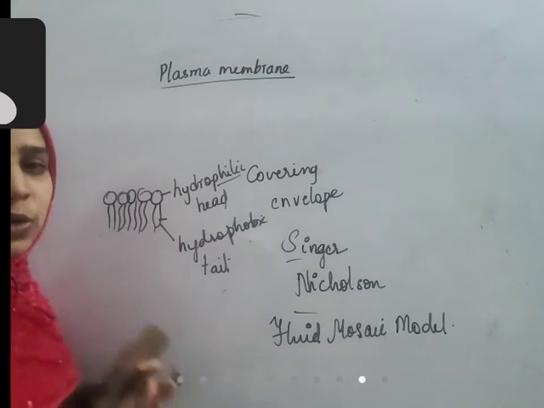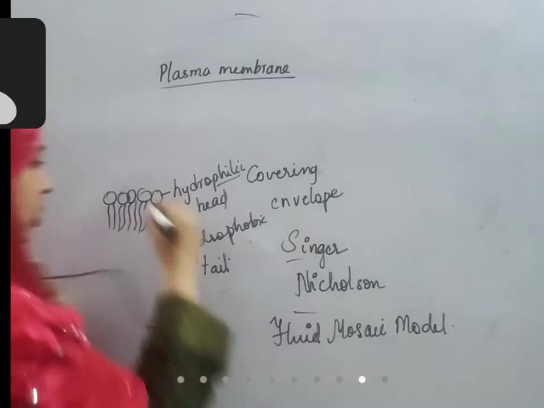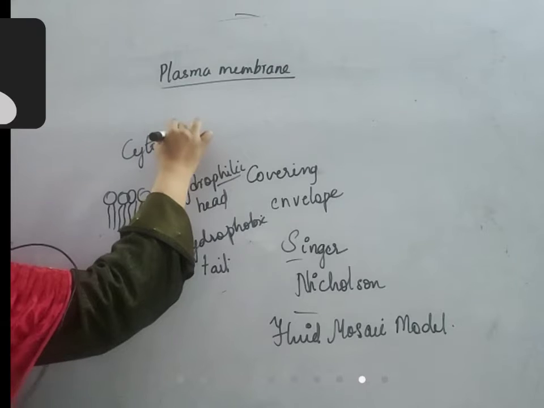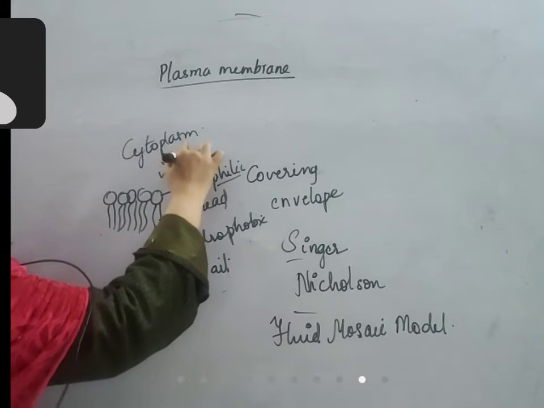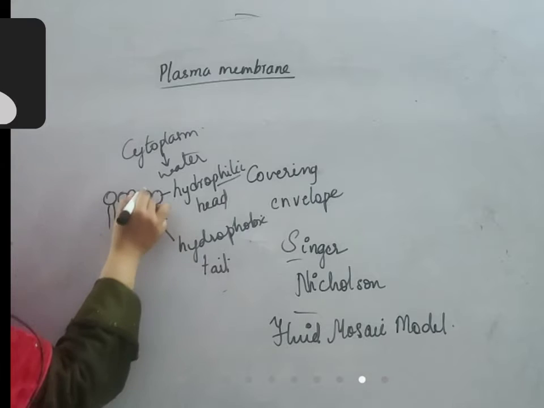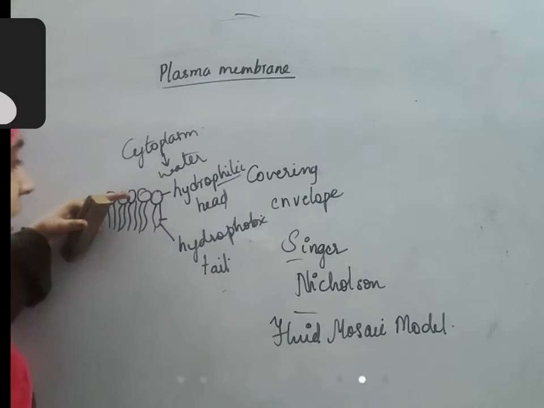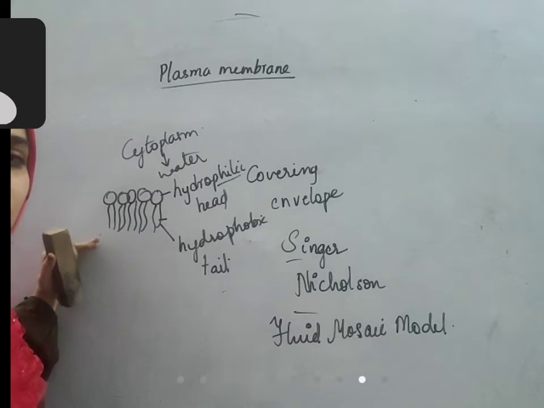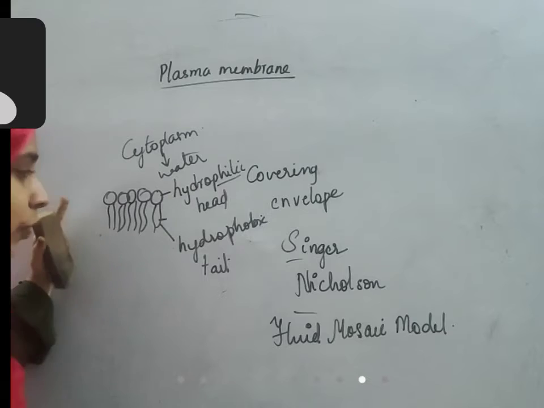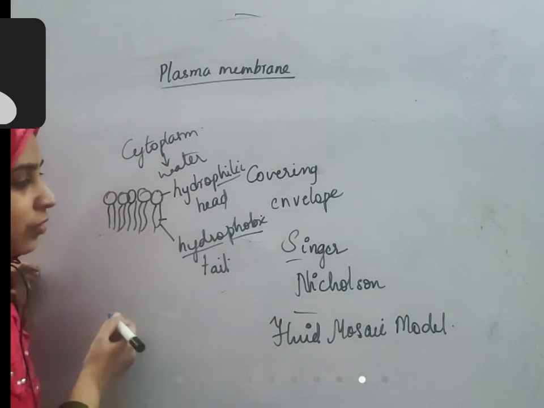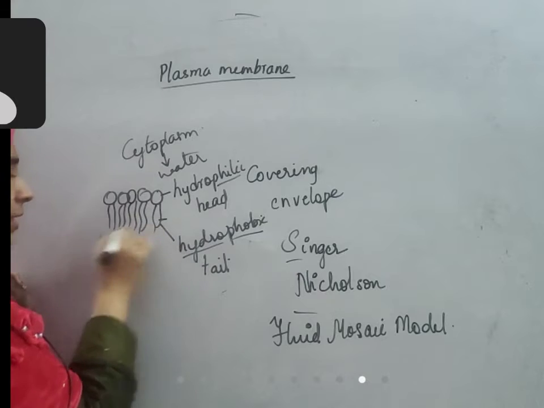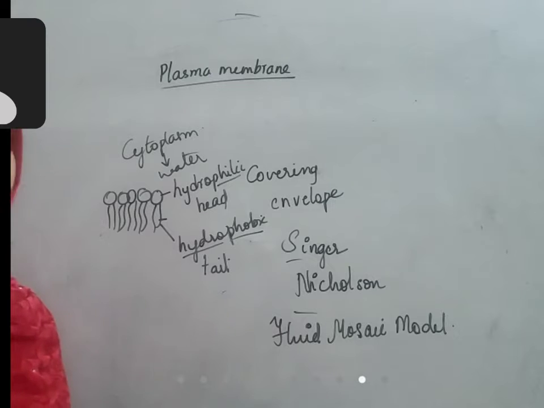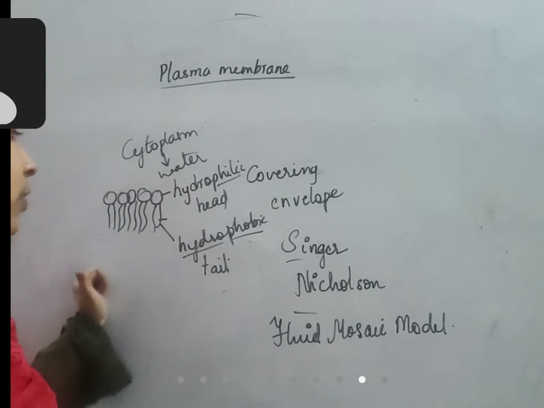Phili means to get attracted towards something. These molecules are attracted towards the cytoplasm. Here the cytoplasm is there, and in the cytoplasm water is there. Because of this, the head regions are attracted towards the water molecules. Hydro means water, phili means attraction. They are attracted towards water. Hydrophobic means fear of water, that means they move away from water. These tails are soluble in lipids. The lipid molecules have some side chains which are soluble in lipids, so they move away from water.